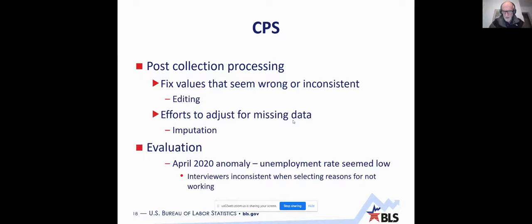And then after the estimates are produced, we do an evaluation and we look for anomalies. And in fact, at the beginning of COVID, when the unemployment rate in April 2020 was produced, people were expecting the rate to be above 20%. And it turned out to be, I believe, 14.7%. So it was much lower. What happened was they found that there was an inconsistency in the way that the interviewers were asking a particular question. If that had been consistent, then we estimate that the unemployment rate might have been as high as 18 or 19%.